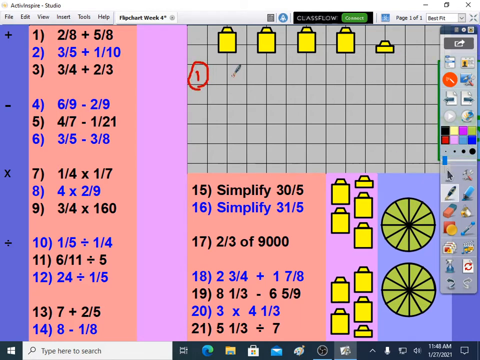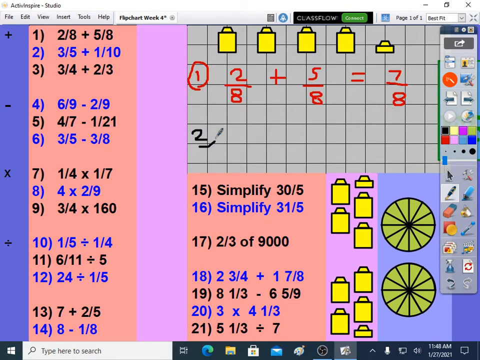2/8 plus 5/8. Easy question to start with. Just a reminder that we don't add the denominators, do we? 2 plus 5 is 7 and we're dealing with eighths, so don't add the denominators. The denominator is 8, 7/8.